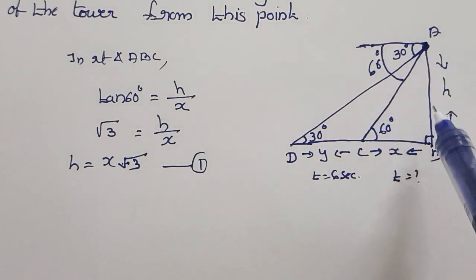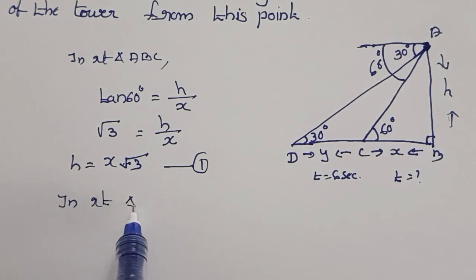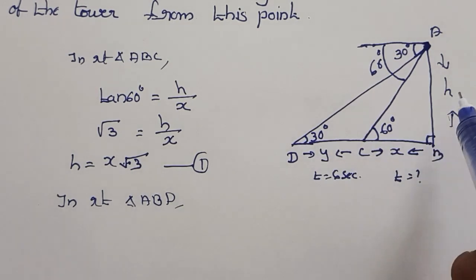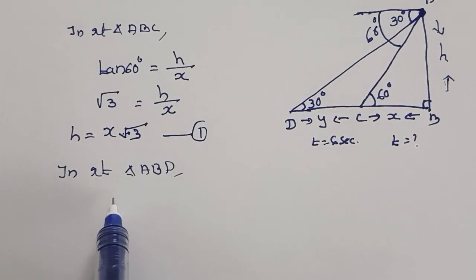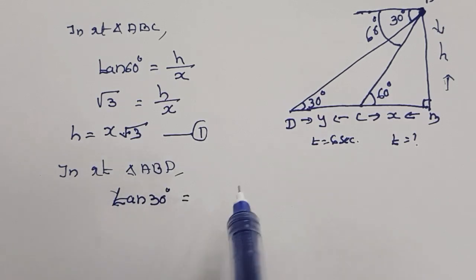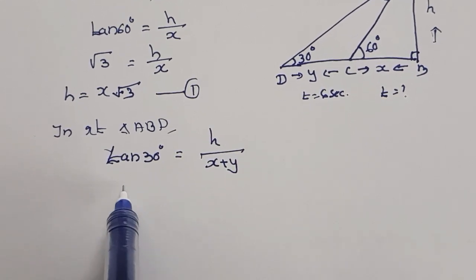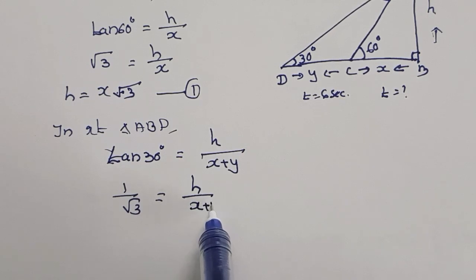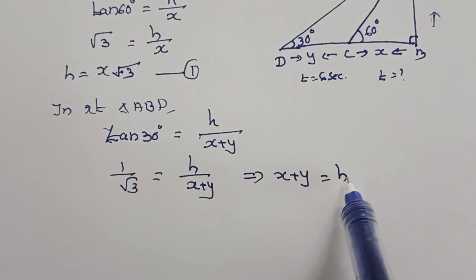Now from the second right triangle, that is ABD, tan 30 degrees equals opposite side H by adjacent side, total distance, that is X plus Y. Tan 30 equals 1 by root 3, that is equal to H by X plus Y. Cross multiplying, we get X plus Y equals H root 3.